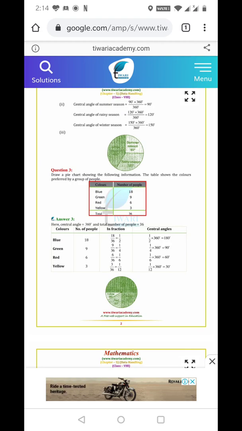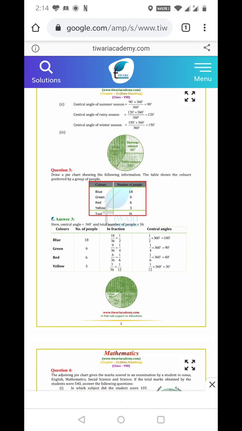So blue is liked by 18. Out of how many? First you have to convert it into a fraction: 18 by 36, where 36 is the total number of people. When we simplify it, 18 ones are 18, 18 twos are 36. Now we have to convert it into an angle. To do that, we multiply it by the 360 degree central angle, and it turns out to be 180 degrees.